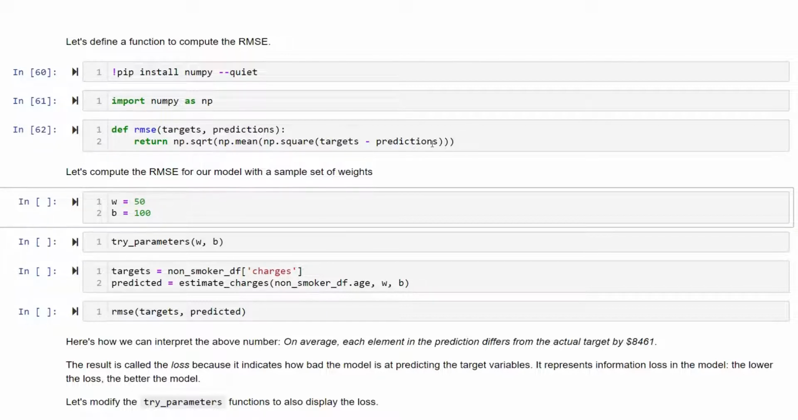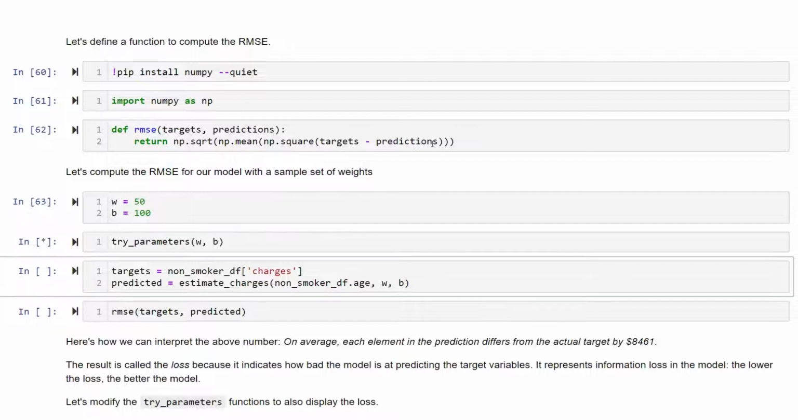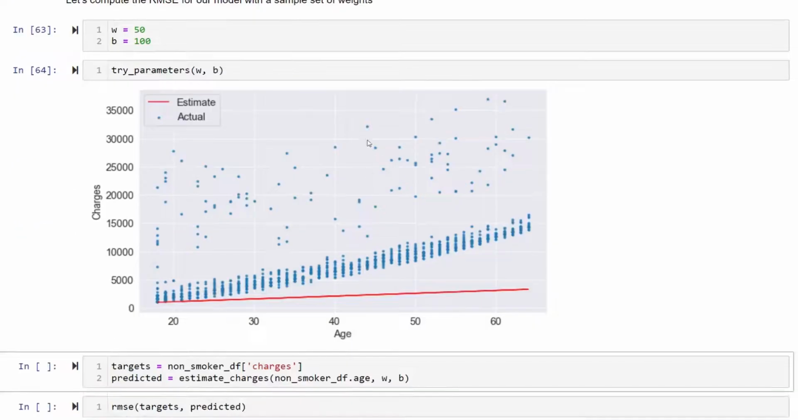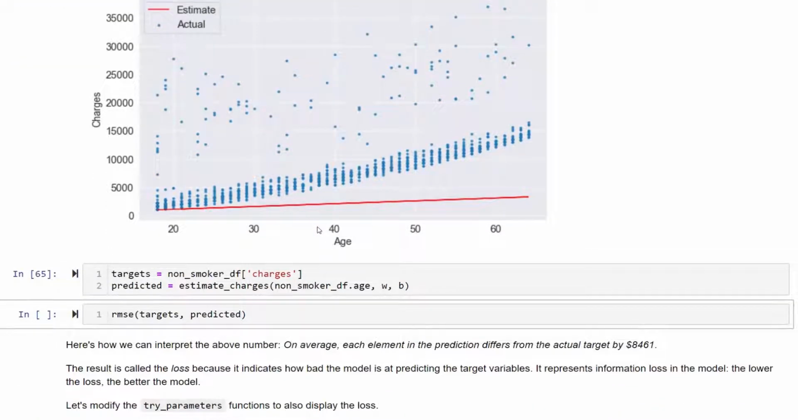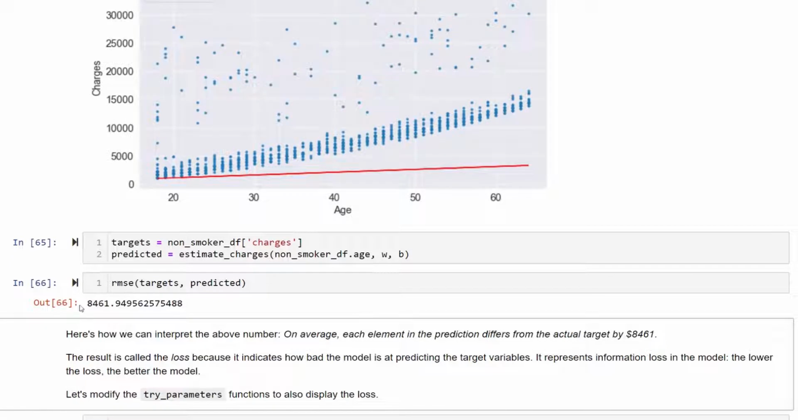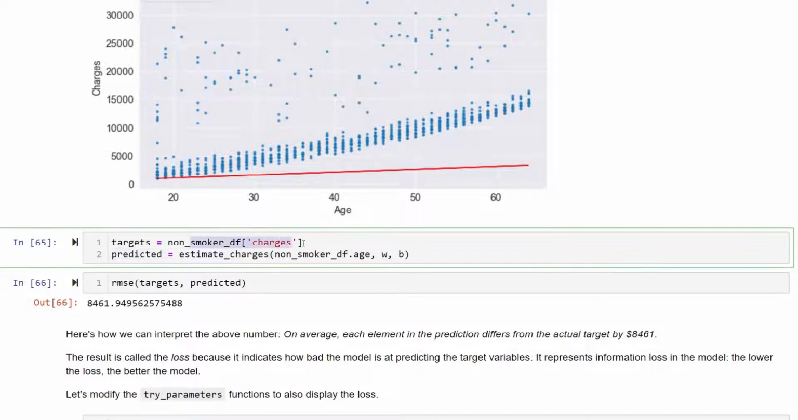I'm going to start with my first prediction of the slope and intercept, taking W, slope as 50 and the intercept as 100. Let's try to find the root mean square error for these values. Okay, our estimated line is this, actual data was this, so there might be a large root mean square error. Okay, let me compute the root mean square. The root mean square error is about 8461. Right, I have taken the target as charges, predicted as estimated charges.